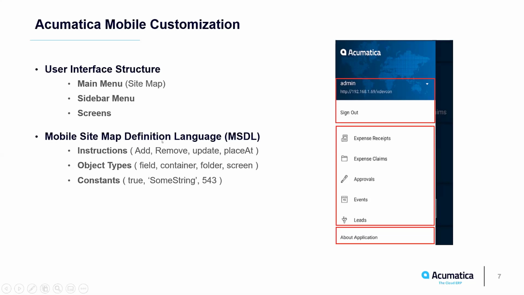Prior to Acumatica version 2018 R2, you could use XML as a language code to build mobile customizations for Acumatica, but this was replaced with MSDL code because MSDL code offers more flexibility and it just makes customizing mobile way easier. You use MSDL to create or make changes to the mobile sitemap. As we can see on the screen, MSDL consists of these elements: instructions, object types, and constants.